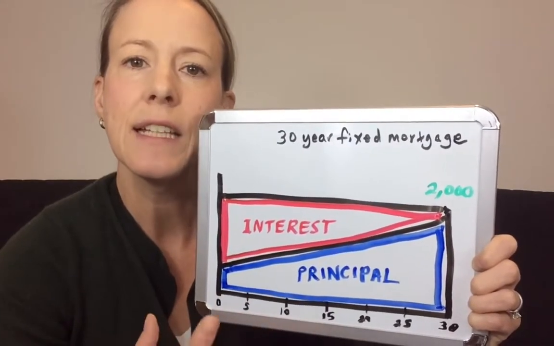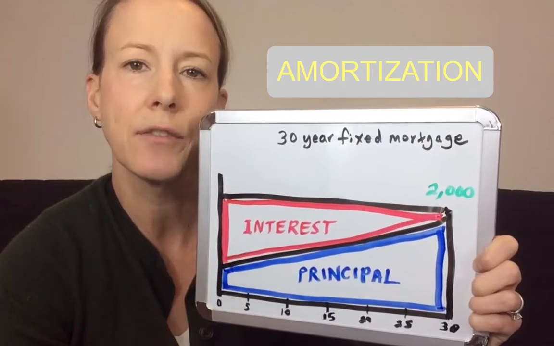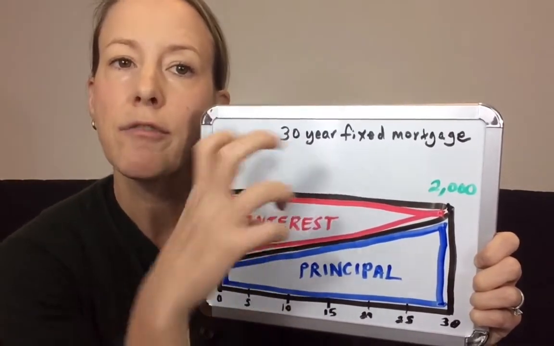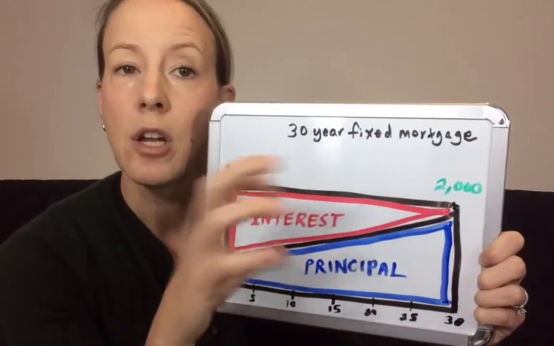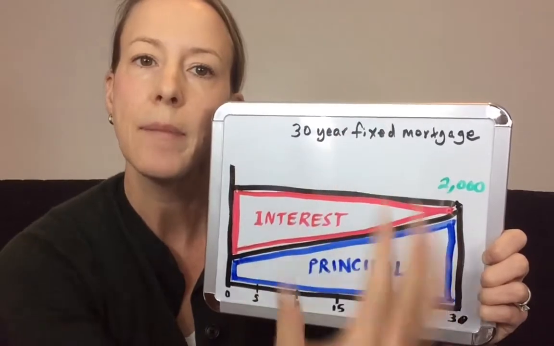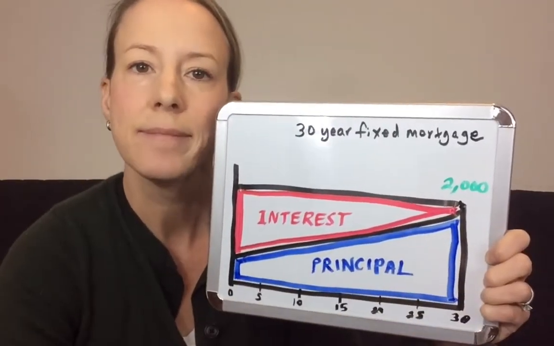So this has a fancy name. It's called amortization, which is a total snooze fest of a word. But basically what it means is that loans, mortgages, are front-loaded with interest, and as you go through time, you pay more and more principal. So your payments are paying down your loan faster later in your mortgage.